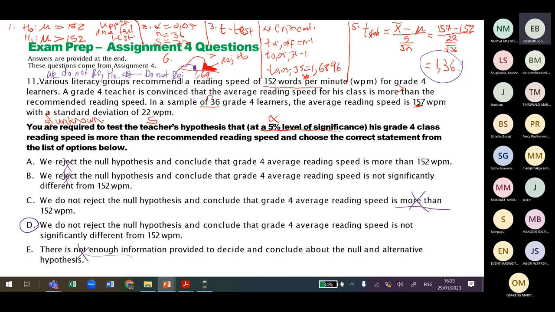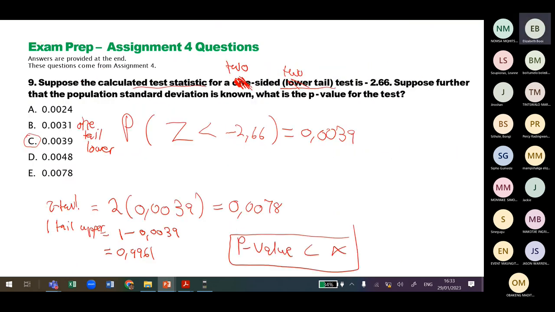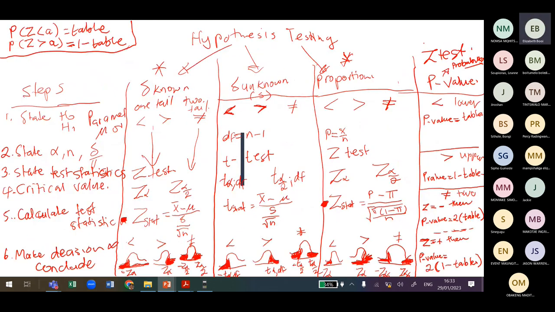And that's how you answer questions on hypothesis. You can see that it is very important to know all this information, because if in the exam they only ask you about making a decision, it means you need to know how to find step number one up until step number five to make that decision. Sometimes it also means that you need to include the p-value in how you make that decision as well. So you need to know the steps.